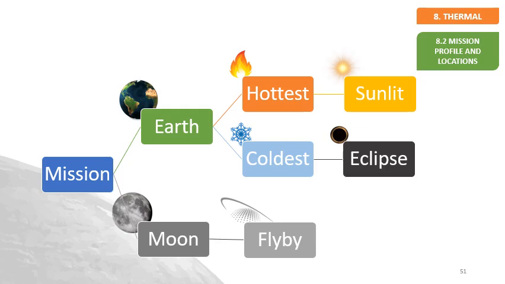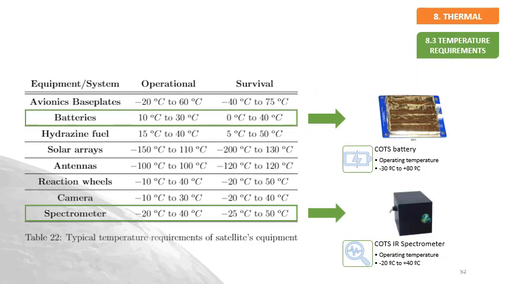Once the most extreme points have been identified, it is necessary to define the operational and survival temperature requirements of each of the components that form the spacecraft. Here we have gathered the typical temperature range requirements, but since in the end we have used commercial off-the-shelf components to develop our satellite, these temperature requirements may vary.